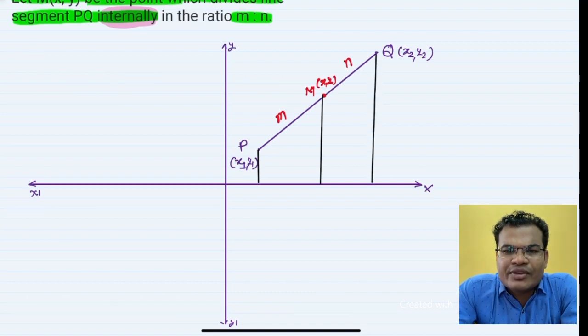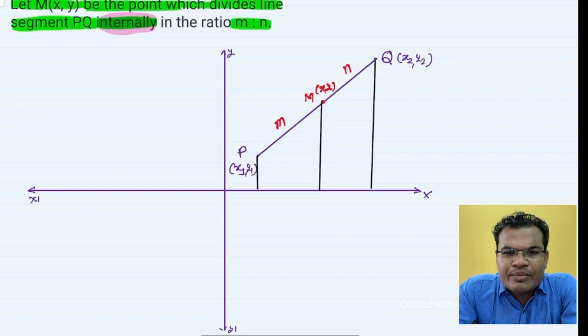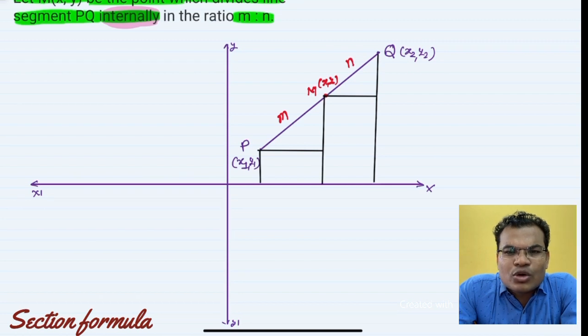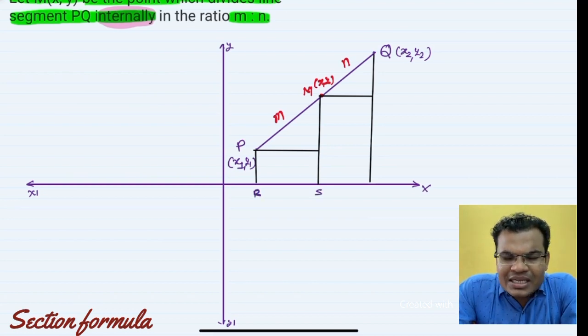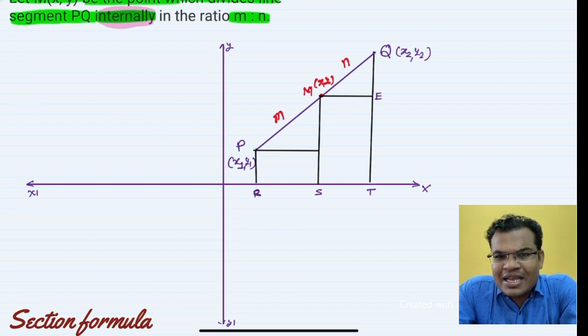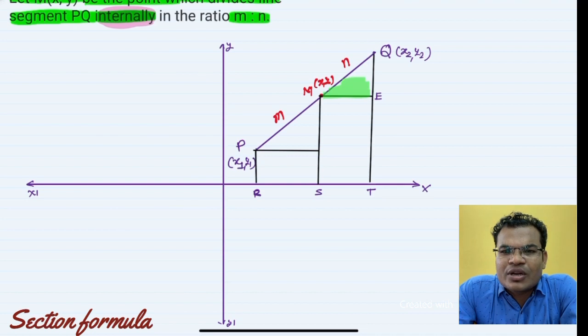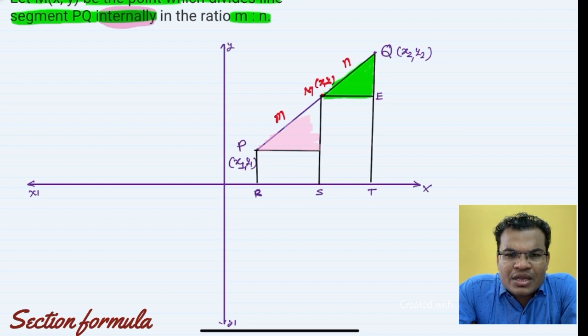Now we will go for the derivation. We will draw perpendiculars from P and Q on the x-axis. Join P to this line, with the perpendicular from M and the perpendicular from Q. So these are the two triangles we are making here, and we can put names on these coordinates. PR is the perpendicular distance, MS and QT. Similarly, this ME and PF.